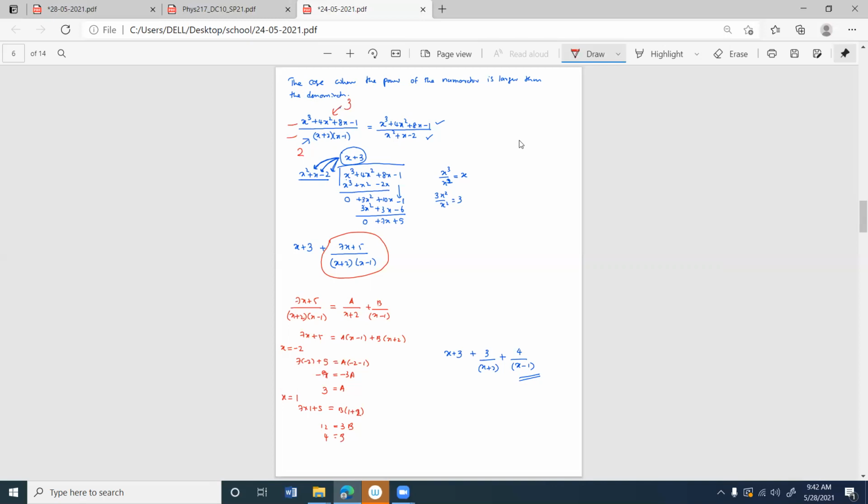If you do it, what do you get? You get a complete answer. We know how to do the long division. The complete answer was x plus 3 and the remainder was 7x plus 5. So you can write the complete answer plus the remainder divided by the denominator. What is the denominator? It's x plus 3 into x minus 1.